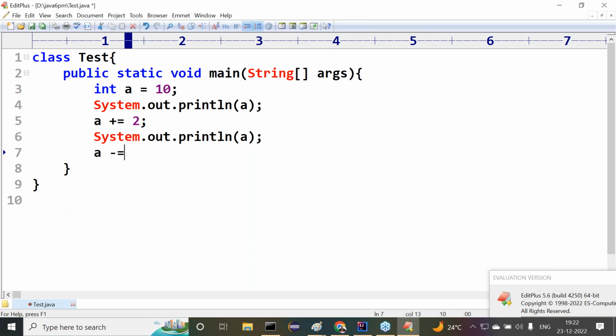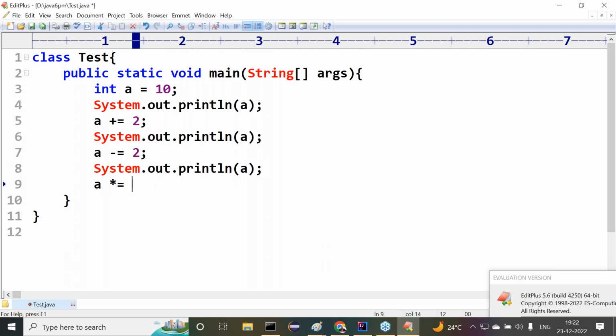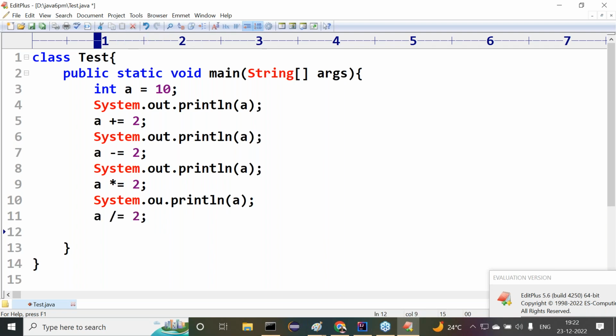a -= 2, System.out.println of a. a *= 2, System.out.println of a. a /= 2, System.out.println of a. a %= 2, System.out.println of a.